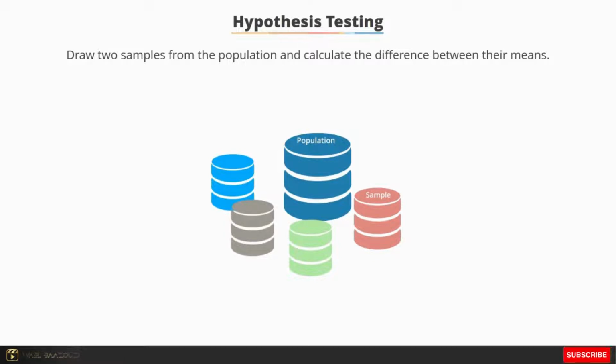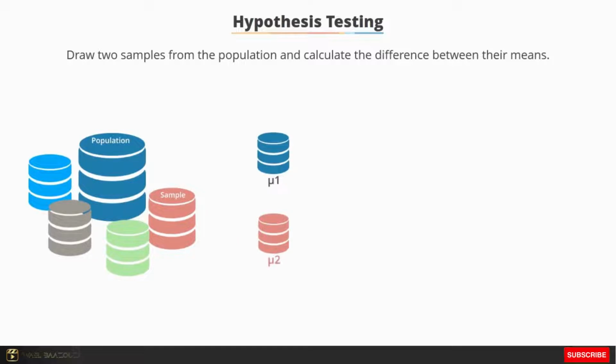In the example displayed here, two samples are drawn from the population of a large dataset. Each sample has a mean. The process of calculating the difference between the means is known as hypothesis testing.